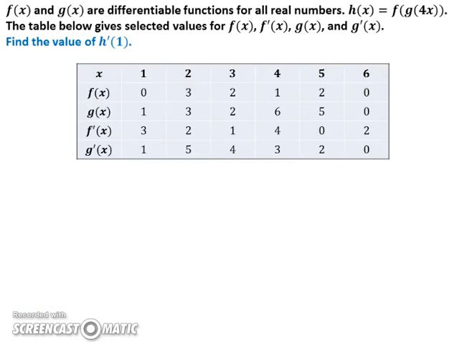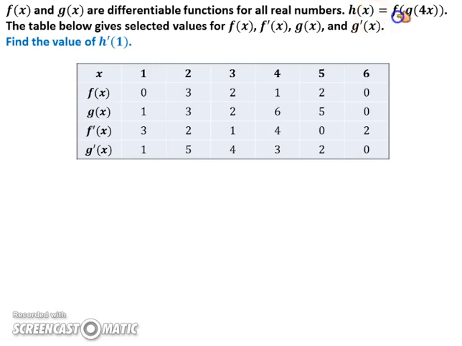All right, we got this table here with x values and 2 different functions and the derivative values. So f of x and g of x are differentiable functions for all real numbers. h of x equals this crazy looking thing, a composite function. Composite means we have stuff plugged into itself or another function. And the table below gives selected values for f, f prime, g, and g prime. Find the value of the derivative of h when x equals 1.